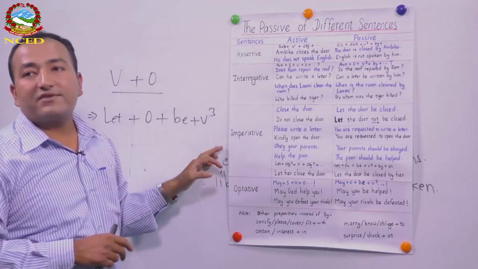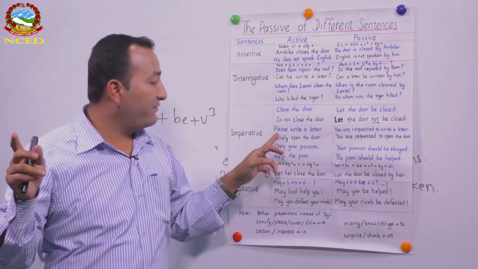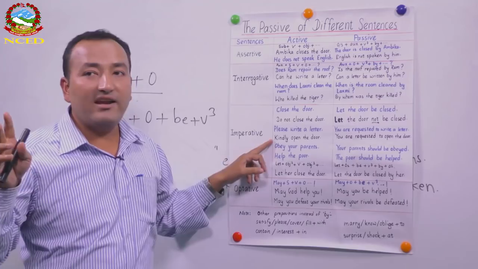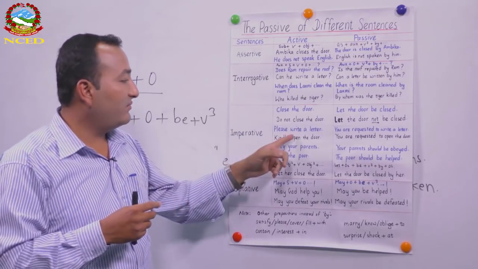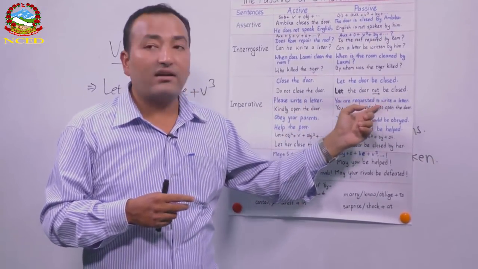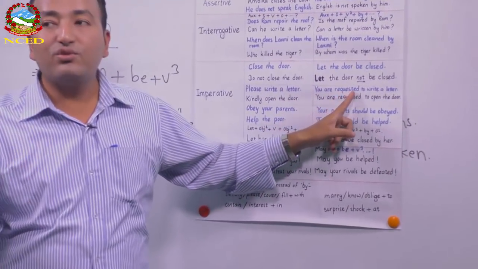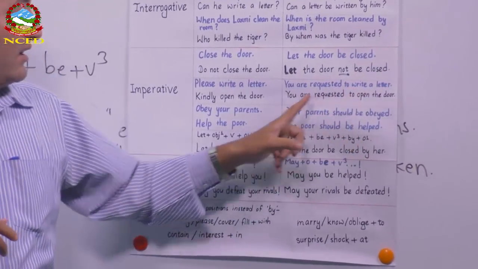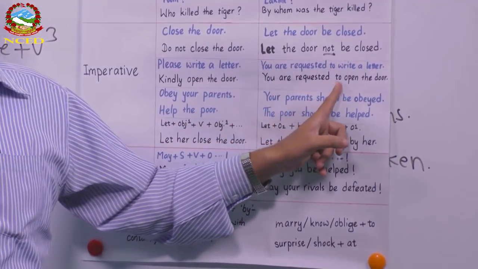Now the next type of imperative sentence begins from please or kindly. The two words please or kindly are request words. So for request type of sentences, look at it. Please write a letter. You are requested to write a letter. You must use you are requested to plus verb 1. You are requested to write a letter. Second example is also the same. Kindly open the door. You are requested to open the door.